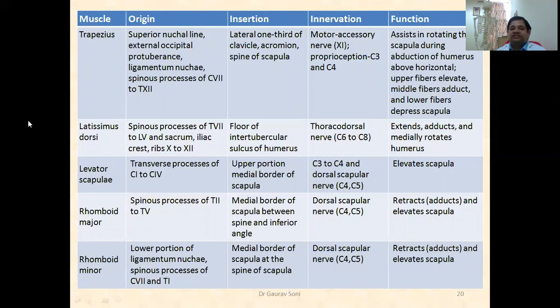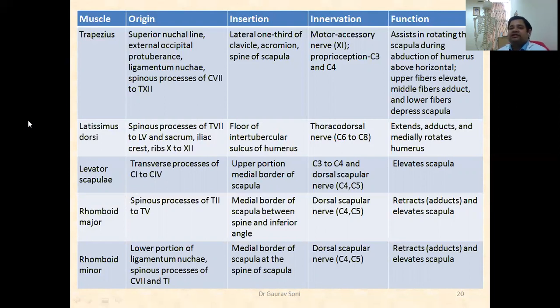First, it is trapezius. The origin is from the superior nuchal line, external occipital protuberance, and the whole of the ligamentum nuchae. Remember, ligamentum nuchae is from the external occipital protuberance to the spinous process of C7, and then from the spinous process of C7 to T12. So there is a very big origin here, starting from the superior nuchal line to T12, covering the total cervical region and the thoracic region as well. Where is it going to get inserted? Lateral one third of clavicle, acromion and spine of scapula.